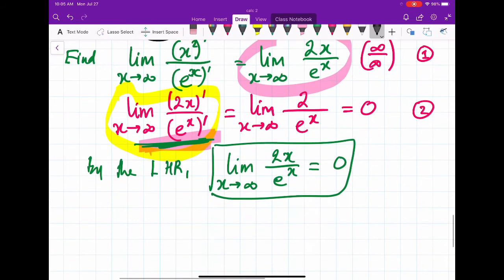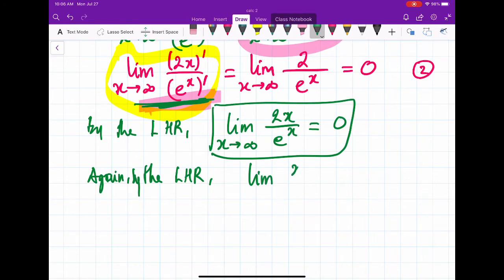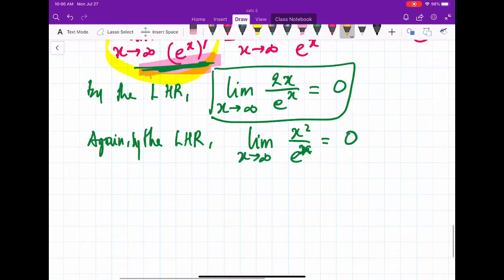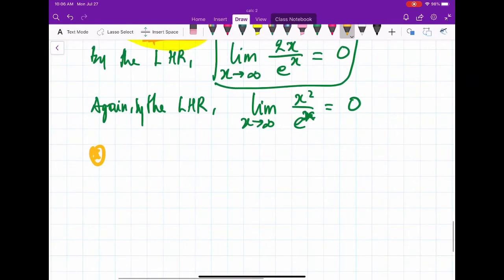From now, I can write again, by the L'Hopital rule, the limit of x squared over e^x, x approaches infinity, equal to 0. So we finished the problem. Okay. All right. You know, sometimes some people can write like this.